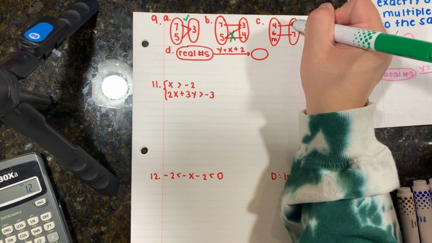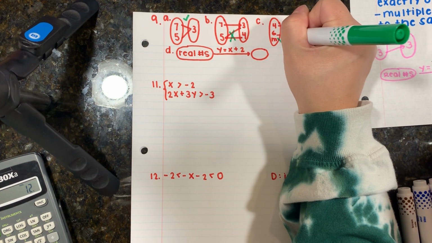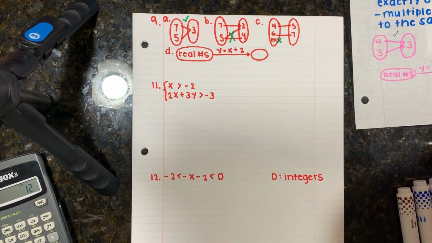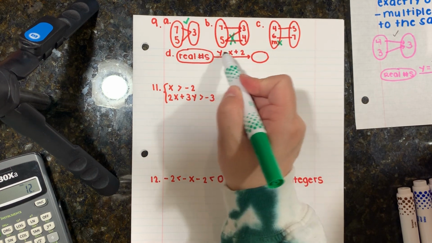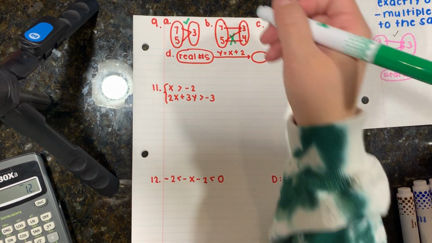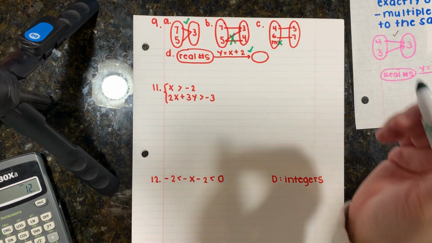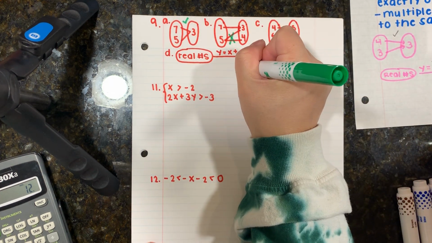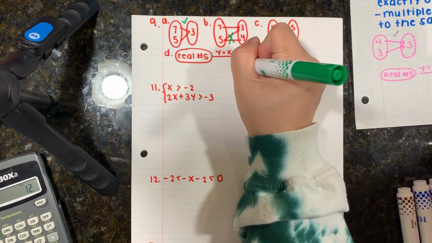Now for C, 4 leads to 5, 6 leads to 7, but M leads to nothing. So because this one doesn't lead to anything, this is not going to be a function. And this last one, I'm entering any real number into this function, or this equation, so this is going to be a function. So your answer is going to be A and D are functions.